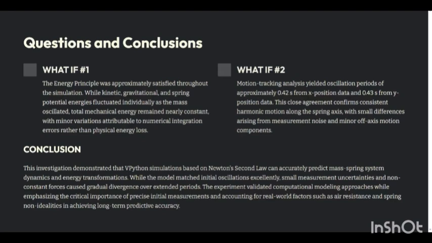And in conclusion, the lab showed that VPython and Newton's second law can predict the motion and energy of a mass spring system. The simulation matched the initial oscillation and energy changes, though small measurement differences and non-constant forces caused divergence over time. Energy was generally conserved, and oscillation periods from x and y data were consistent. The experiment demonstrates the value of computational models while highlighting the need for precise measurements and accounting for errors like air resistance and spring variations.